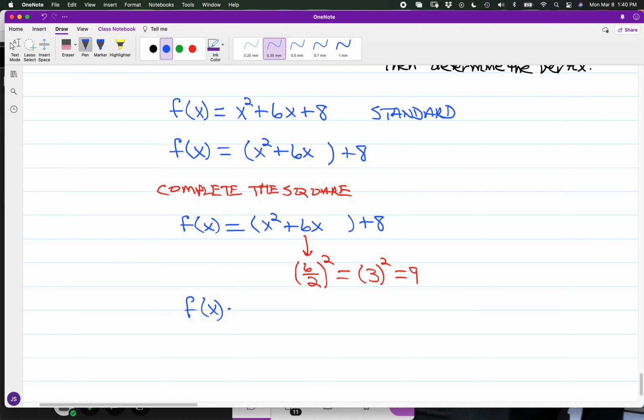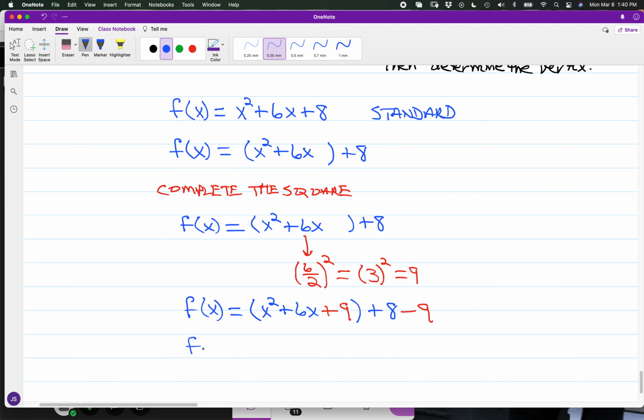We have f of x is equal to x squared plus 6x, and with the 9, I'm going to add this to x squared plus 6x. But I want to keep everything in line with x squared plus 6x plus 8. Notice by adding 9, I have at this stage x squared plus 6x plus 17, but I want to get it back level to 8. So I added 9 at the front, and at the back, I'm going to subtract 9 just to keep everything level.